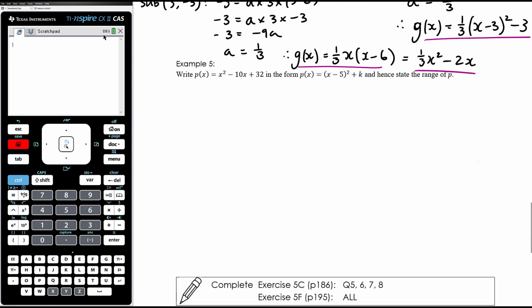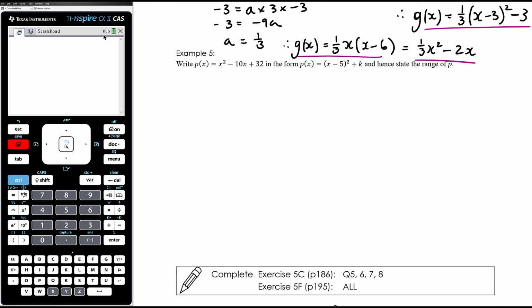Okay, example 5, our final example here. Write p of x in the form this, and hence state the range of p. Sorry, I meant to get rid of that question. I'm going to ignore question 5 for now. I think I've included it later in the notes. My apologies, I didn't edit this. We'll talk about what the range means down the track.